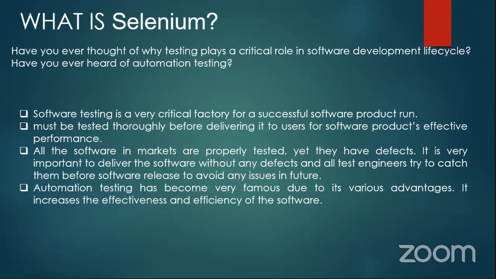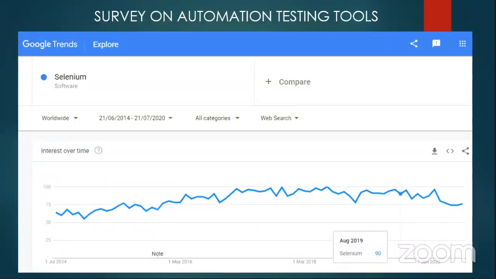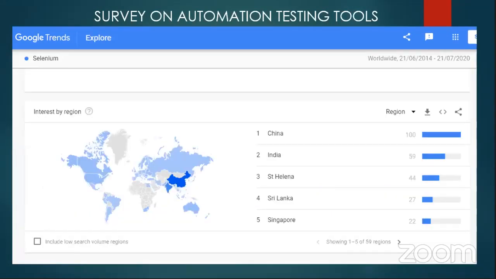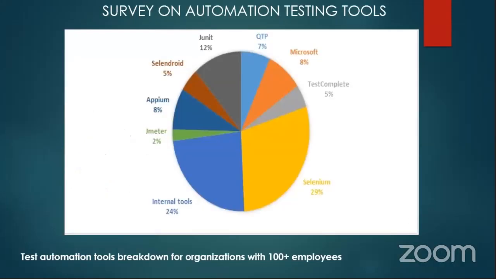So I've collected some survey data on automation tools. In Google Trends, we can see that interest in Selenium has been increasing over time, and geographically, almost all the countries are using Selenium as an automation tool. And this is the test automation tool breakdown for organizations with 100 employees. Around 29% of the employees actually supported Selenium. So we can say that Selenium is quite popular as an automation testing tool.